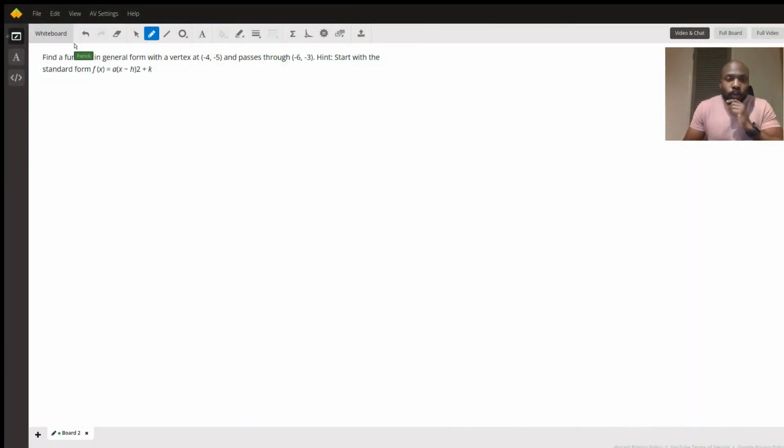All right, so here's the question. Find the function in general form with a vertex at (-4, -5), passing through (-6, -3). And they gave us a hint, so we're going to follow the hint and start with the vertex form, the vertex formula, that is. Using that formula, we're going to replace stuff as we go.